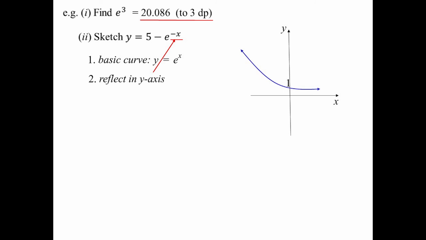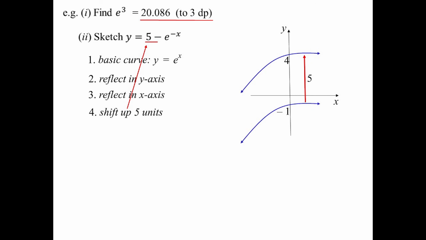But then it's minus that again. So now it's minus function x, and that's when we reflected in the x-axis. So now we'll flip it that way. So we've now got minus e to the minus x, and the last thing we have to do then is we're going to shift the whole thing up 5 units. And so there we go. There would be y equals 5 minus e to the minus x.